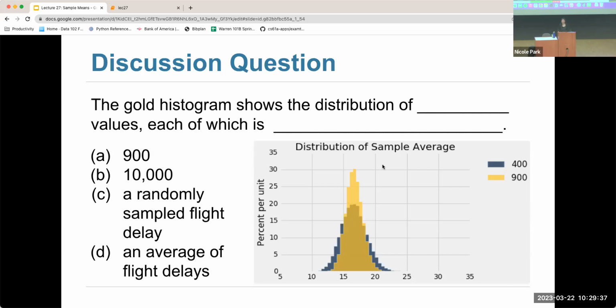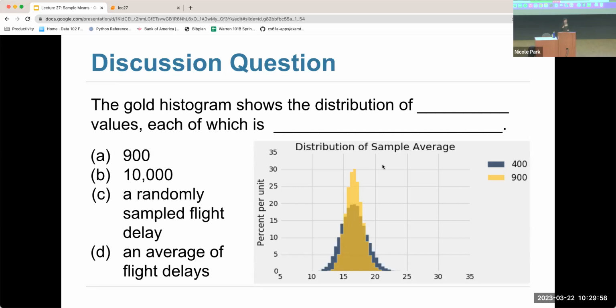Okay, I'm going to do a quick poll. Raise your hand if you got a certain number or letter for the blank, and I'm just going to see what you got. The gold histogram shows the distribution of who put A. Okay, who put B? Who put C? And who put D? Okay, let's see.